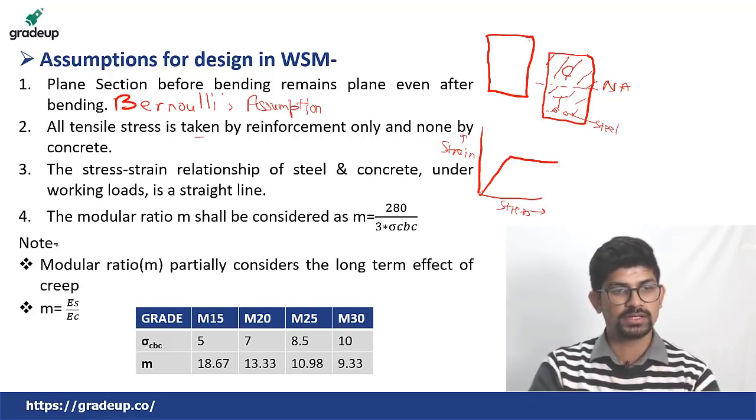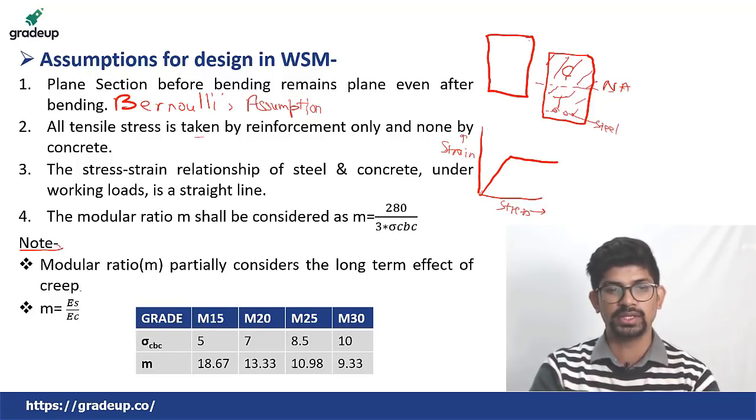Now there's a note mentioned here: the modular ratio m partially considers the long term effect of creep. In some questions you'll see an objective question on this particular point, for partial compensation or full compensation of creep. So it only takes the partial compensation for creep. Now m is Es upon Ec, the modulus of elasticity of steel to the modulus of elasticity of concrete.